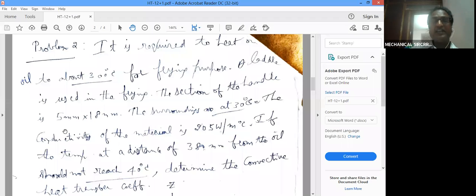The surroundings are at 30 degrees centigrade.